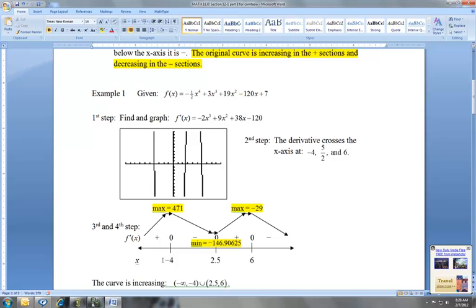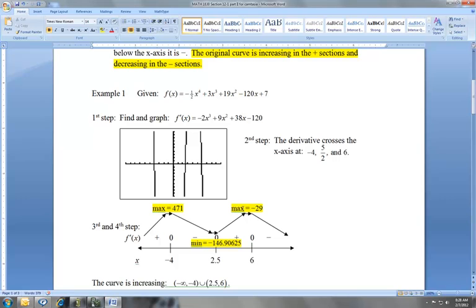If it's positive, my line goes up. If it's zero, it levels. If it's a negative slope, it goes down. So I'm going up, I level at -4. Negative means I'm coming down. 0, I level. Positive, I go up, I level, and then I come down. So this line picture that I've drawn in here gives me a feel how my original curve is moving.